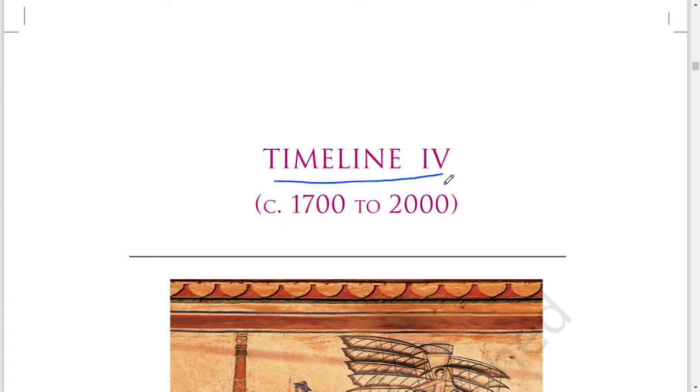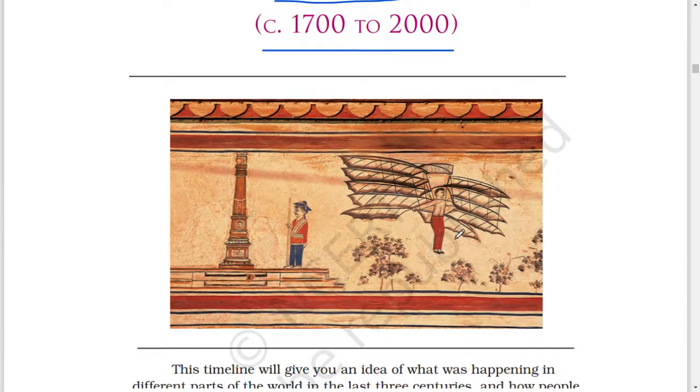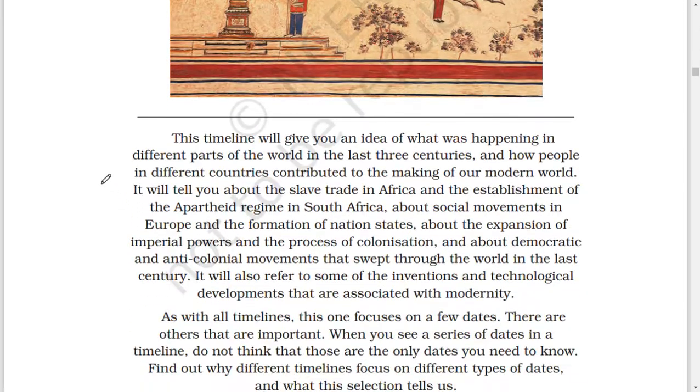Timeline 4, c. 1700 to 2000. This timeline will give you an idea of what was happening in different parts of the world in the last 3 centuries and how people in different countries contributed to the making of our modern world.